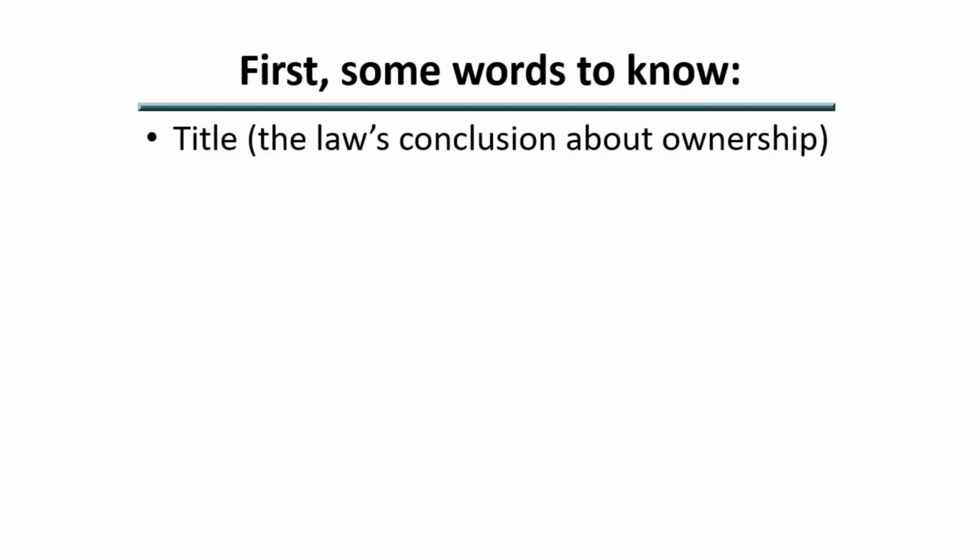In other words, if we say that John and Mary Jones have title to their house, what we mean is that the law concludes they own the house. We're not talking about any particular piece of paper that they might have reflecting their ownership. So title can't be touched or read or felt. Title is a legal construct, not a document.